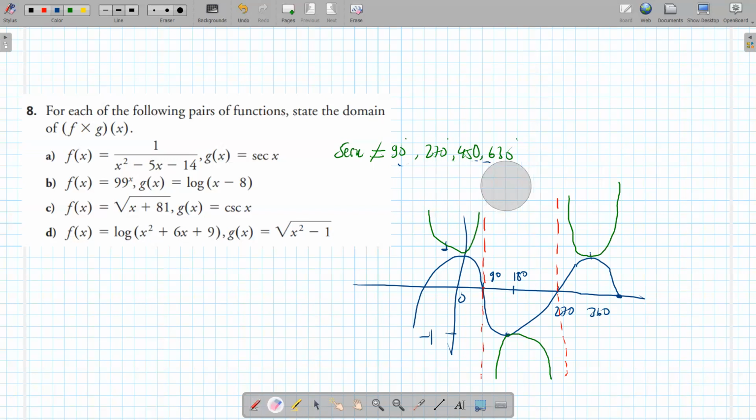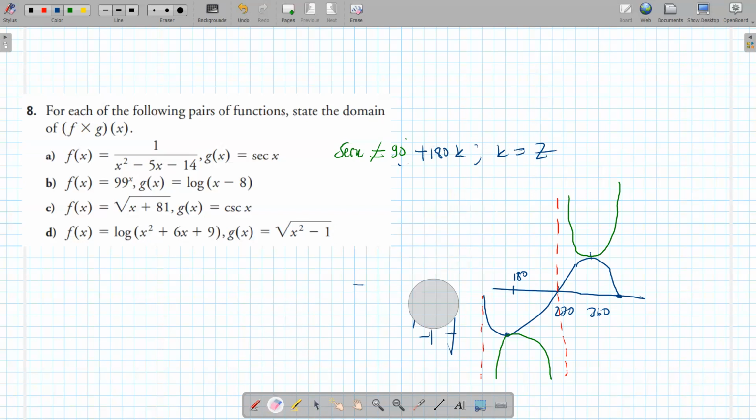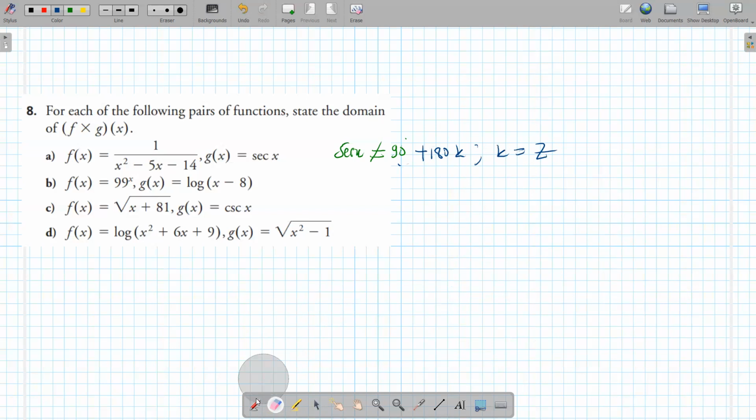So I'm going to write this as 90 plus 180k, where k is some integer. K is any integer, 1, 2, 3, 4, or -1, -2, -3, -4. So that's the restriction for secant of x. 90 degrees initially, and then from there, every 180 degrees, left and right. What about for this function? Does this have any restrictions?